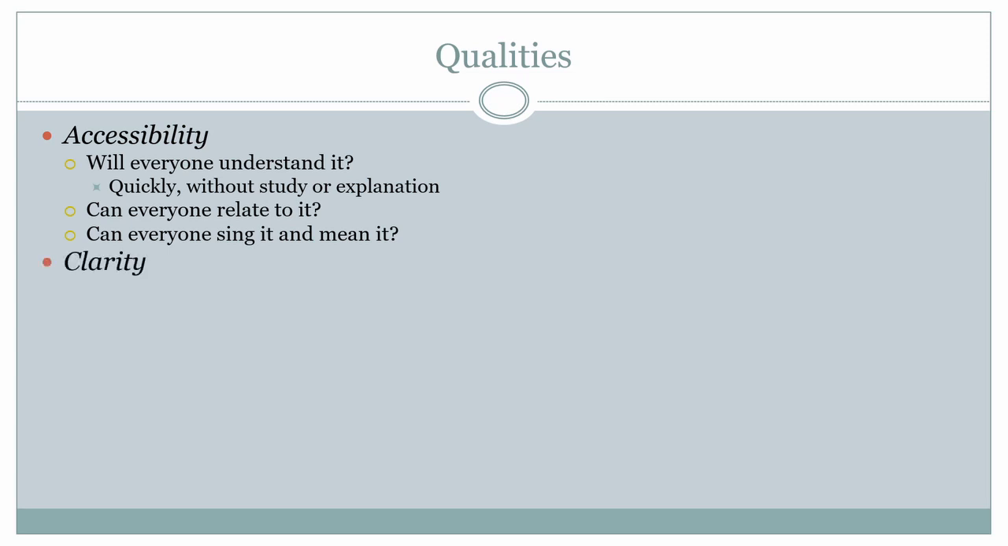Clarity, similar to accessibility: will everyone easily understand it the same? It may be that lots of people can sing your song, read your song, and understand it, and they will understand it in different ways. So with clarity, does this mean someone can get some meaning out of it? That's accessibility. Can they get the meaning I intend for them to get from it and be unified in understanding as they sing? That's clarity.